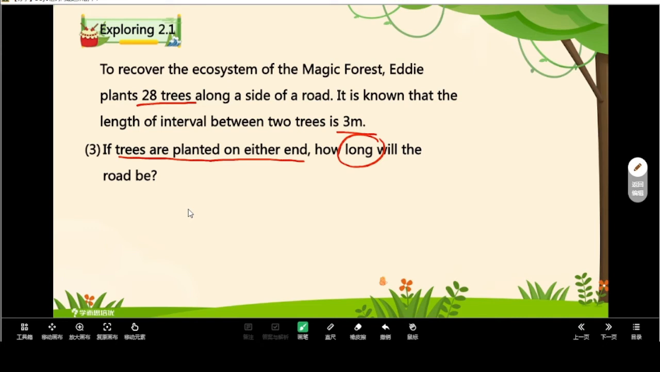What do we need to find first? Yes, we need to find the number of intervals. But did the question tell us the number of intervals? No. The question tells us there are 28 trees.